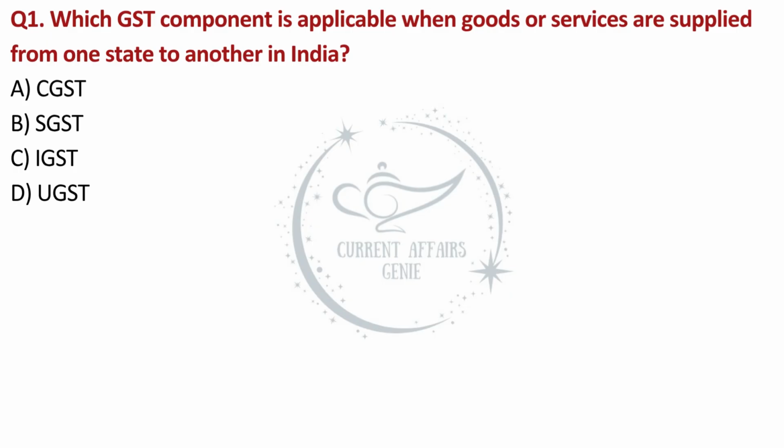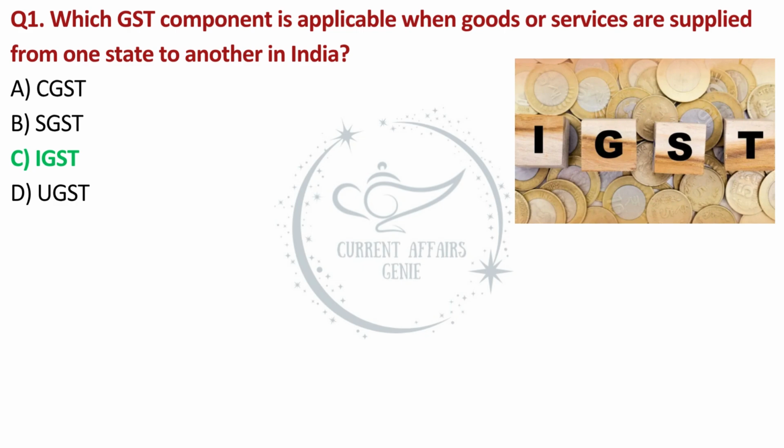Which GST component is applicable when goods or services are supplied from one state to another in India? Option A, CGST. Option B, SGST. Option C, IGST. Option D, UGST. Correct answer. Option C, IGST.